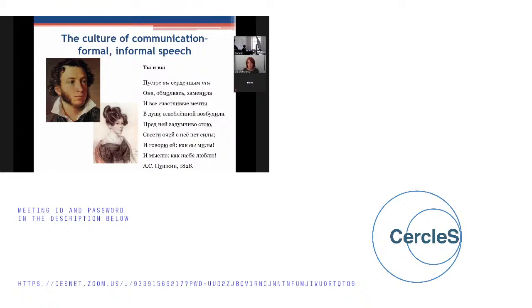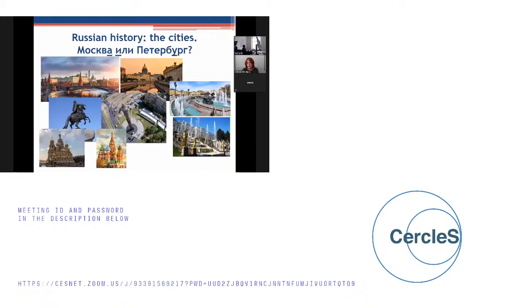Of course, speaking about Russian culture, we cannot afford not to mention Pushkin. And I use this beautiful poem by Pushkin to introduce the notion of formal and informal communication. It's a very interesting, true situation that the poet describes in this piece of his. Then Russian cities also provide a very rich cultural context and a lot of things to discuss with students.